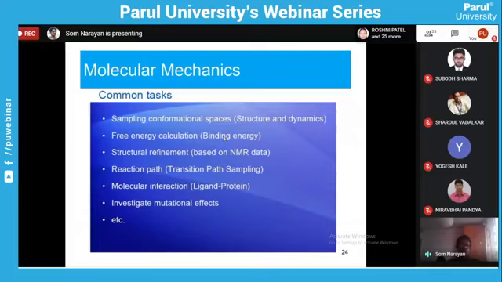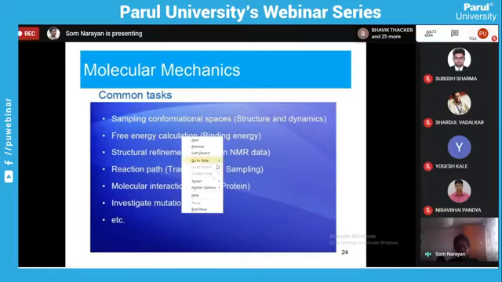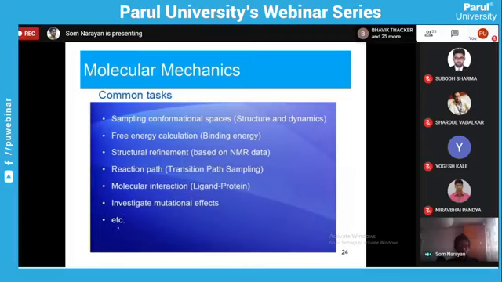So what are the common tasks we can do with molecular mechanical approaches? We can sample the conformation space, so we can get structures and their dynamics, and how they interact with other materials. With this, we can do energy calculations, then structure refinement based on NMR data from the RCSB protein database, or you can get the molecules, or we can create our own molecules with basic chemistry fundamentals. Then reaction paths, molecular interactions, and we can also study mutations. So many things can be done.